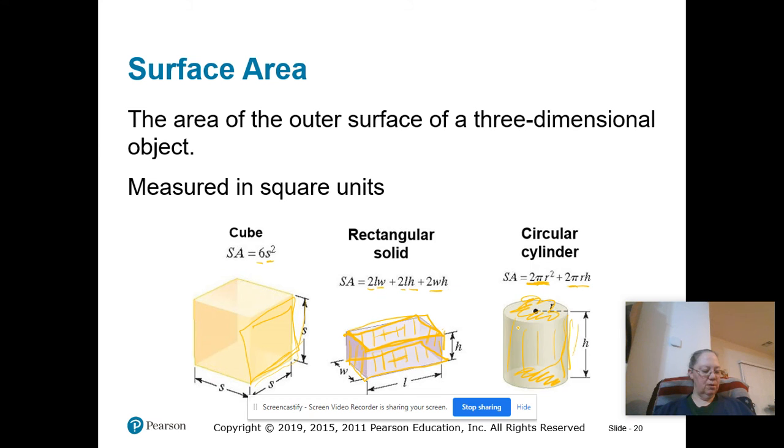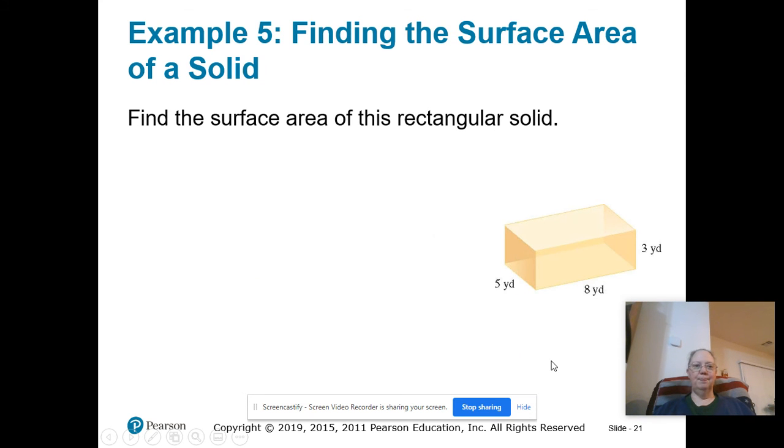I'm never going to remember those formulas. I don't expect you to remember the formulas. You can write them down and use a note card for the formulas. All right.